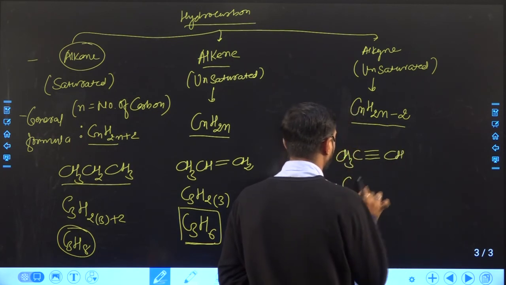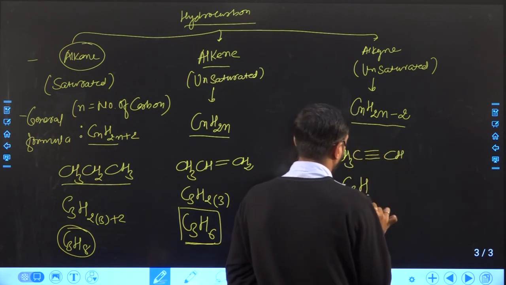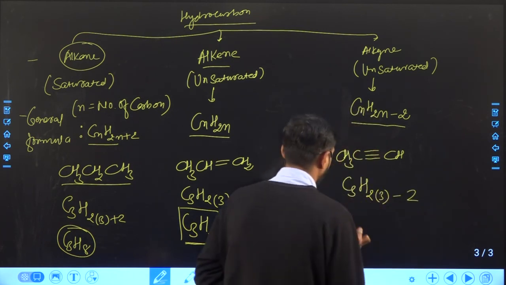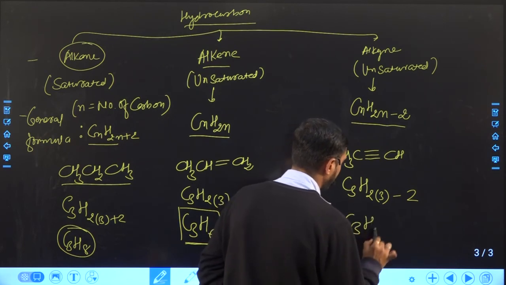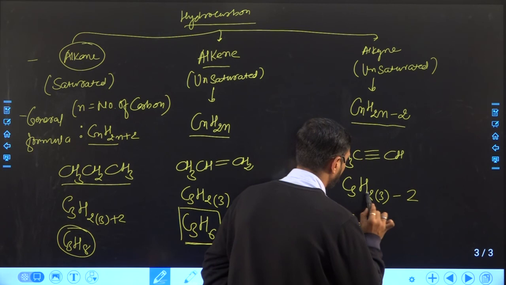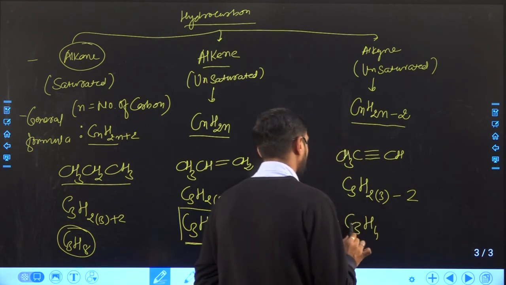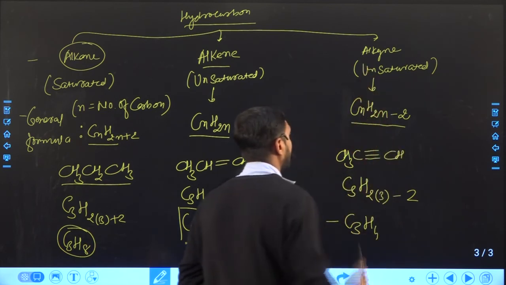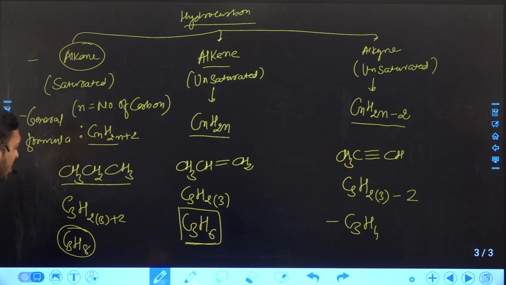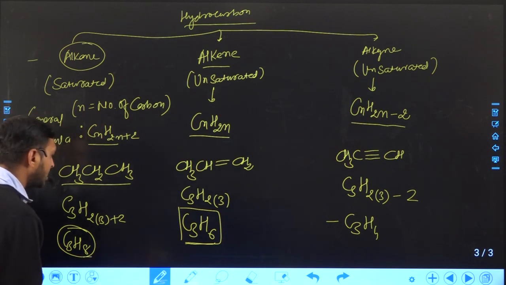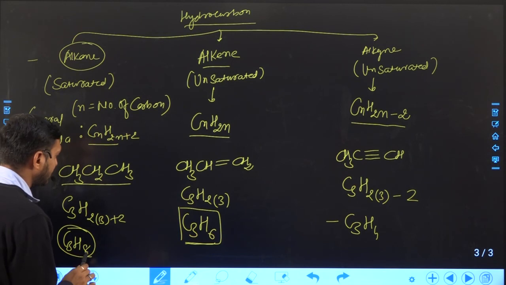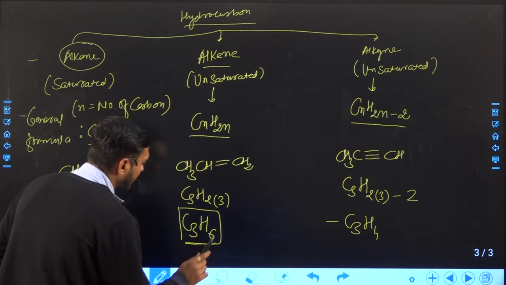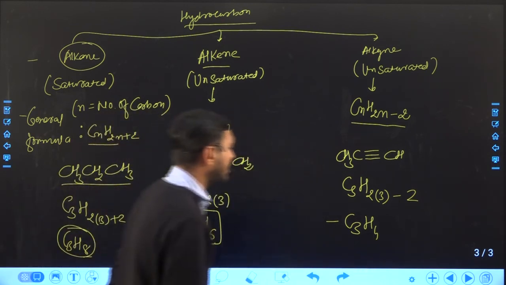Here the total number of carbon is 3, and in this case we apply n equal to 3 in this formula. Finally the formula will become C3H4, because 3 into 2 is 6, minus 2 is equal to 4. So the formula of this compound is C3H4, which belongs to alkyne. But if you see in all the cases, the total number of hydrogen here is 8, but carbon is the same in all cases. Here 8, here it becomes 6, and here it becomes 4.